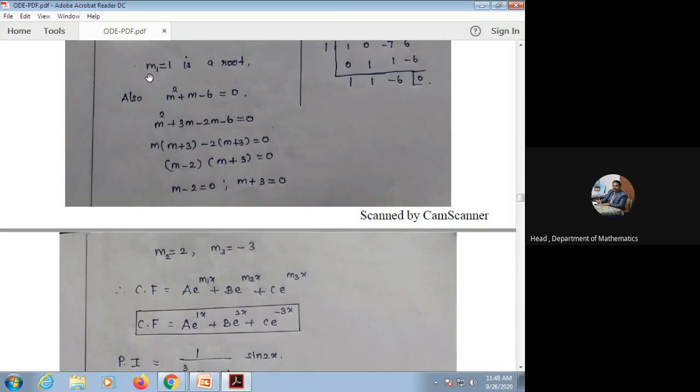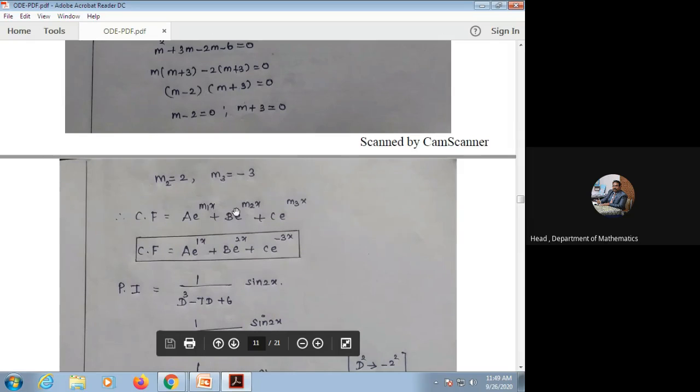So we know the first root is m1 equal to 1. This is the second root, write m2 here, and this is the third root, write m3 here. Therefore, the three roots 1, 2 and minus 3 are real and different roots. The formula is complementary function equal to a e power m1x plus b e power m2x plus c e power m3x. Substituting the roots, the complementary function equal to a e power x plus b e power 2x plus c e power minus 3x.